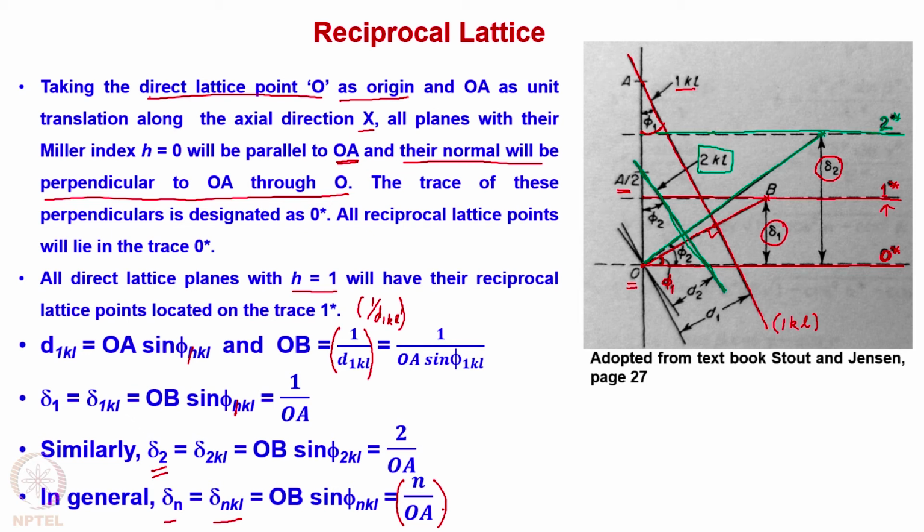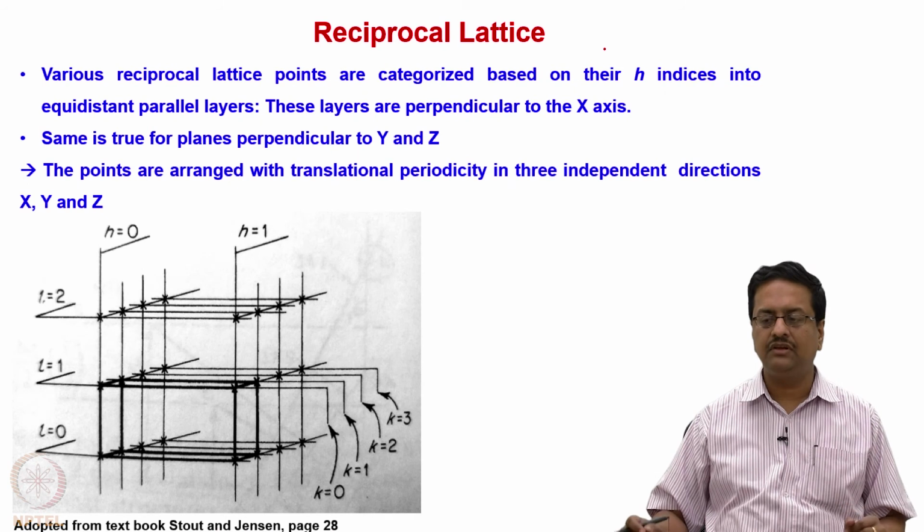So the other two indices can be varied. What it generates is sets of reciprocal lattice points falling on the lines drawn as 0 star, 1 star, 2 star, and so on. And this is considered only in one direction, that is the direction of OA. The same can be considered in all the three directions.